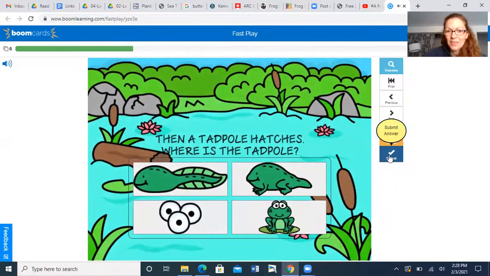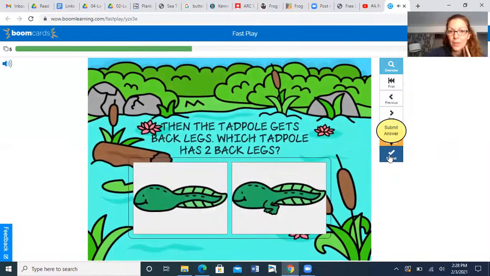Yeah, nice job. Then a tadpole hatches. Where's the tadpole? Oh, I know. This is the tadpole. No? Are you sure? Okay. Is this the tadpole? Oh, wait, no, it has legs. Oh, is this the tadpole? Yes, it has that long tail and no legs. Let's check. Got it. Thank you for helping.